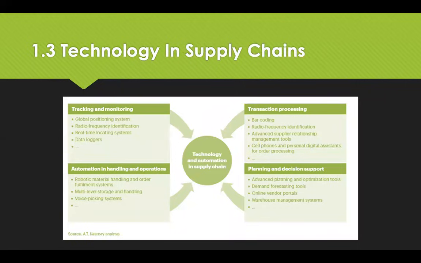Now, a report by A.T. Kearney back in 2013 illustrated the key areas where technology or automation is used in supply chains. These include tracking goods, transaction processing, planning support, decision support, and automation in handling across operations. The report recognises that increasing complexity across the value chain is making technology increasingly essential for sharing processes and analysing information.